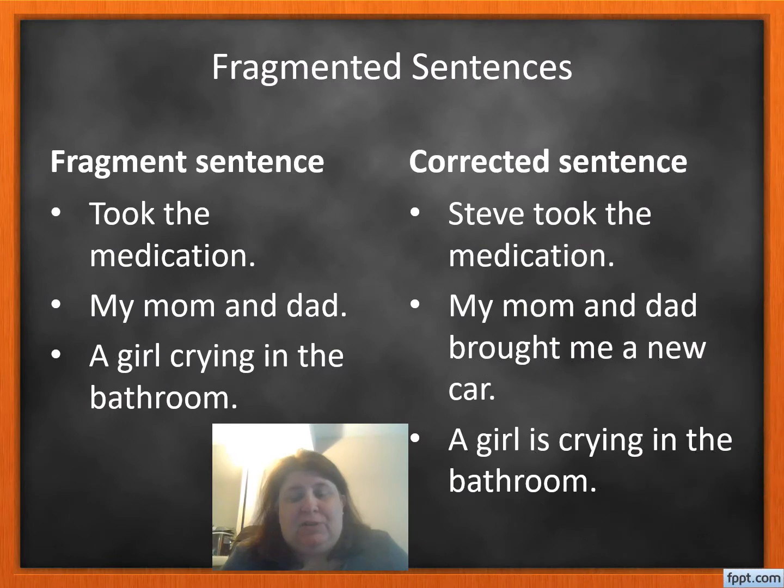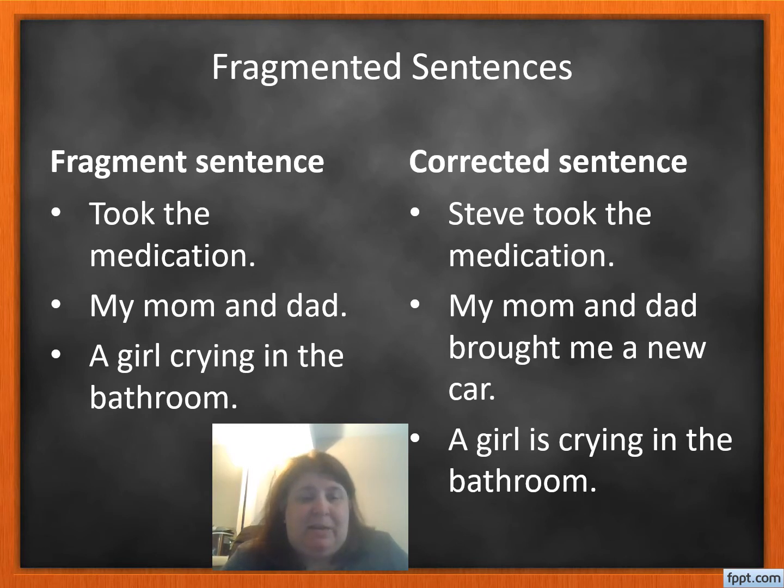So let's look at those same sentences and correct them. When we look at "took the medication," what's missing there? We're missing the subject. If we come over to the corrected sentence side: Steve took the medication. Now we know the subject, and then we have our predicate. We know what the action is. Steve took the medication.